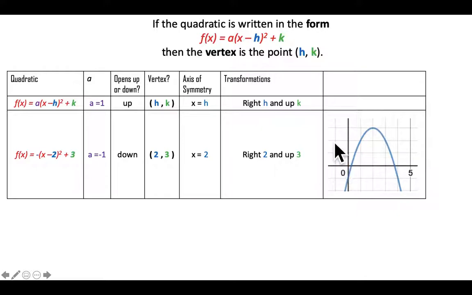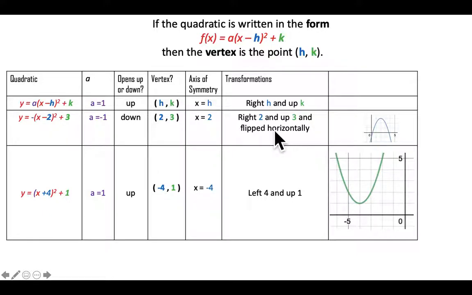So a parabola that was sitting right here would move right 2 units, up 3, and we have one more transformation because it's going to flip. It's going to turn into a frown. So we have a third transformation that's not listed there. It's listed on this one, flipped horizontally or frowned.